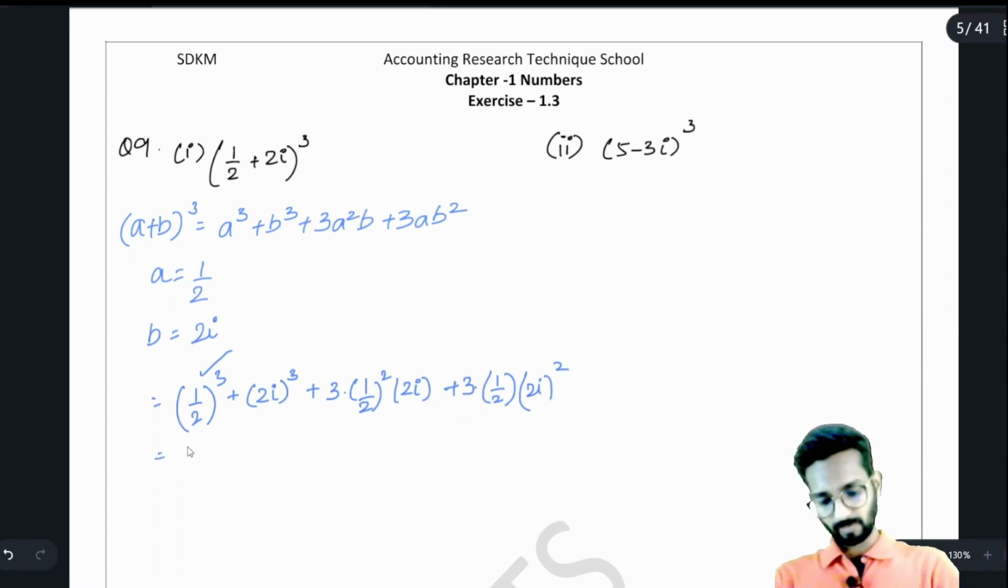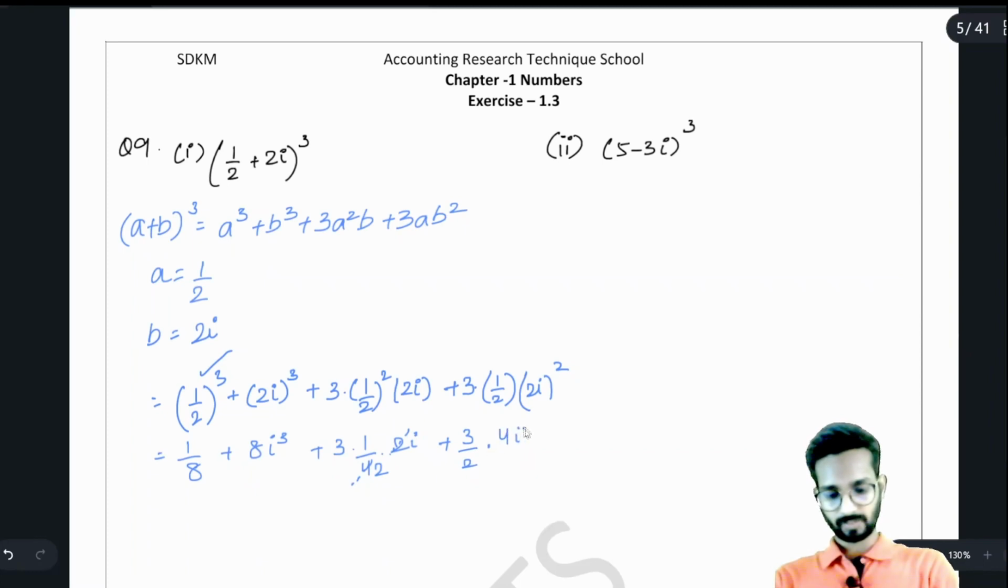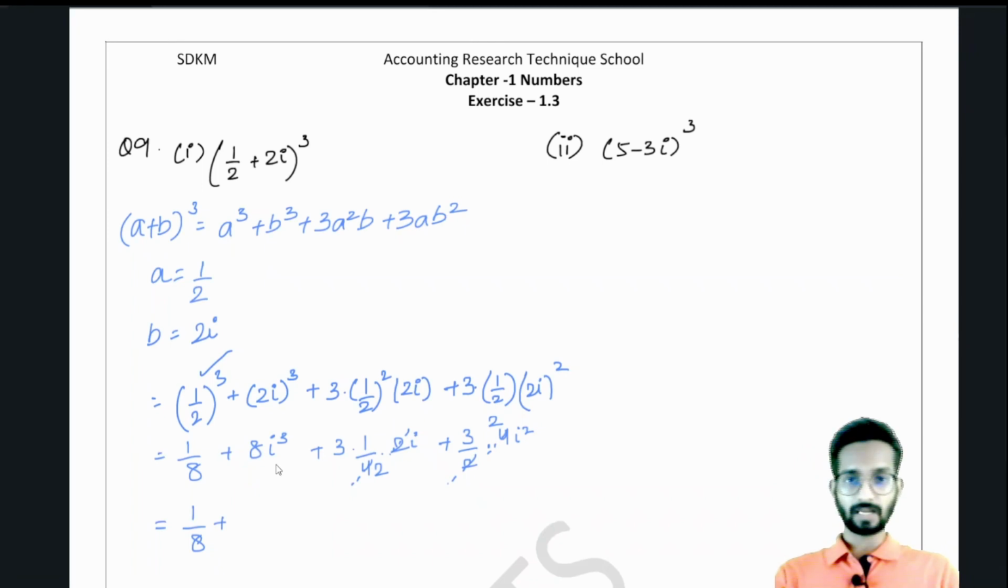Now 1 by 2 cube will become 1 by 8, plus 8i cube, plus 3 into 1 by 4 into 2i, this we can cancel and it will become 3 by 2, plus 3 into 1 by 2 into 4i square, where 2 and 4 can be cancelled and we can write 2. Simple. Now 1 by 8 plus 8i cube. For this I will tell you what I square, I cube and I power 4 are, and how you can apply it in the entire exercise.